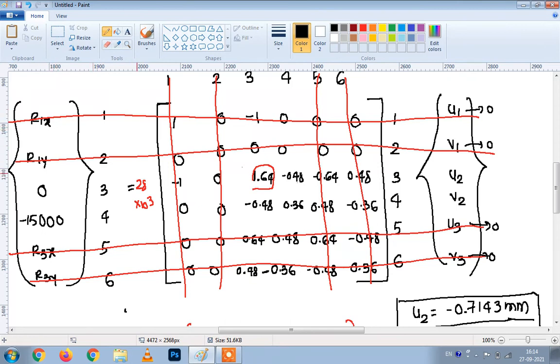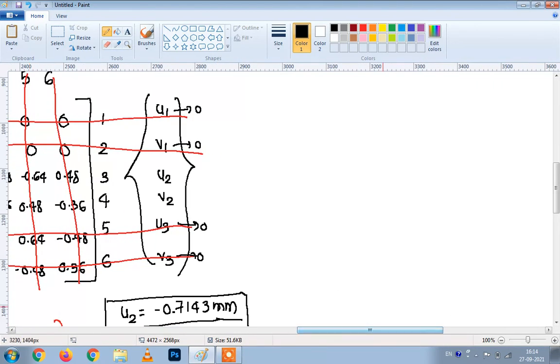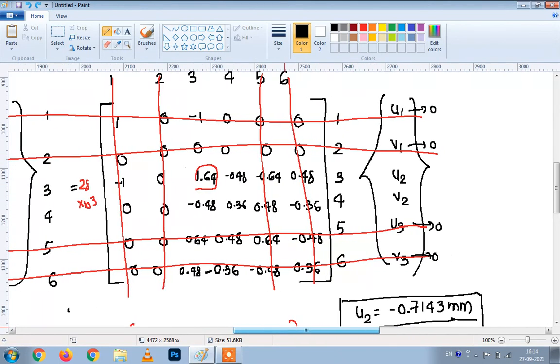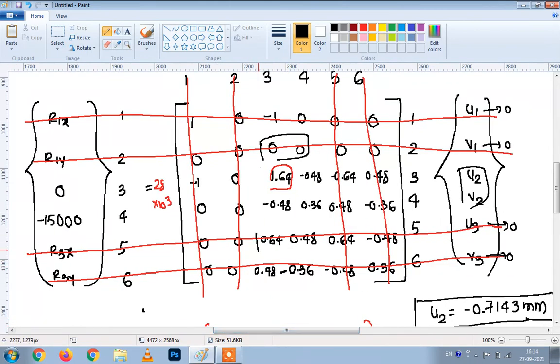Considering this, shortly we can write down, how to write down, I will explain first. R1x is equal to 20 into 10 raised to 3 into bracket 1 into u2, 0 into v1, it will become 0. So there is no use of writing like this. We have to just focus on these two values, and multiply these two. Similarly, for R1y, we will multiply these two values with these two. For R3x, we will multiply these two values with these two, and for R3y, we will multiply these two values with u2 and v2.